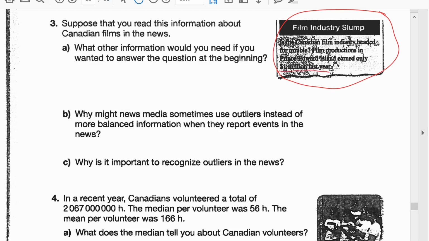So they only tell us that they earned only $1 million, but we don't know what they earned before. We don't know what they normally earn. We don't know the mode, the median, any of that. It just says the Canadian film industry is heading for trouble. Is it? We don't know. So the question is, what other information would be needed for you to answer the question? Maybe previous years' earnings needed, because we have nothing to compare it to.